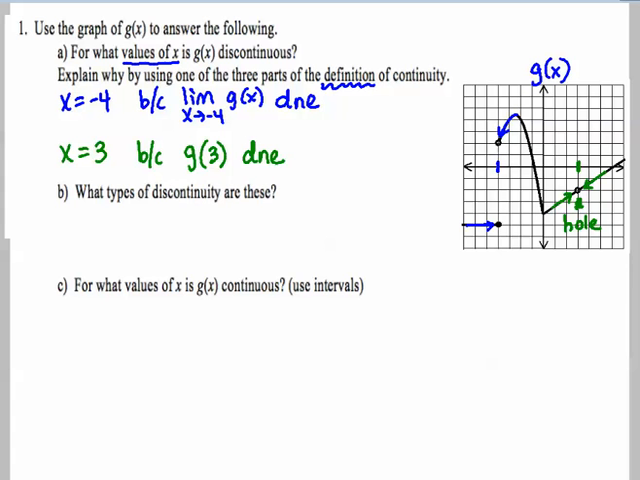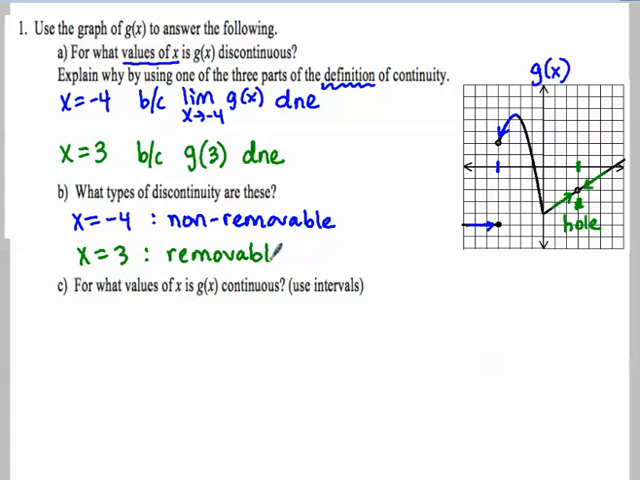Well, remember that when it's a jump, like at x equals -4, those are harder to fix. So those are non-removable. And if I can simply fill it in by coloring in that little hole, like at x equals 3, that one is removable. And then it says for what values of x is g of x continuous?